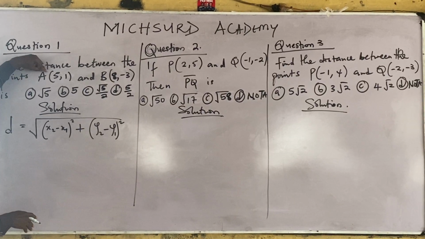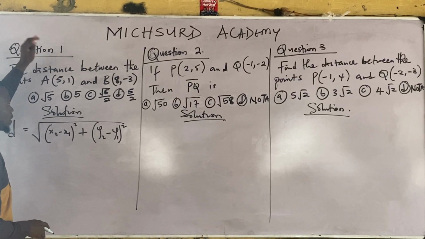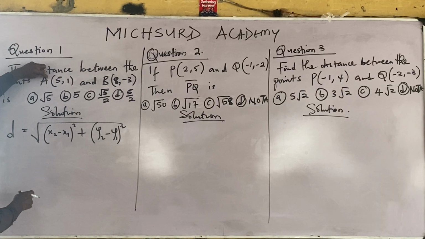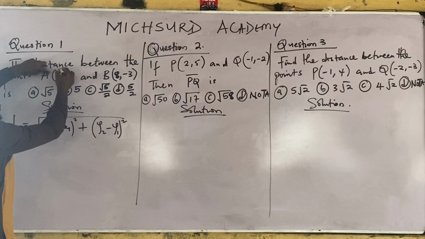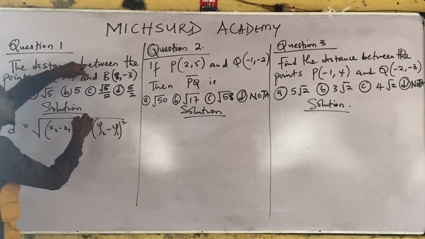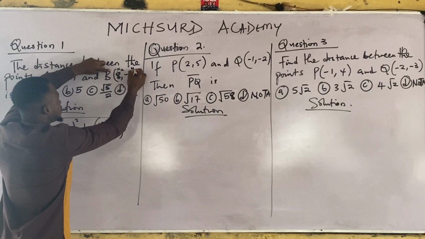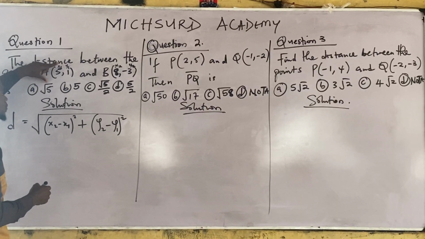These are the points A and B. Let us locate our x1, x2 and y1 and y2. This is the first point, so the first coordinate here is x1 and this one is y1. Then here we have x2 and y2 because this is the second point. So use x before y.